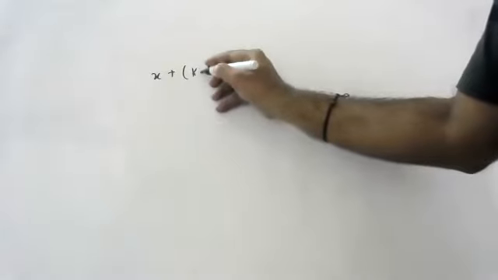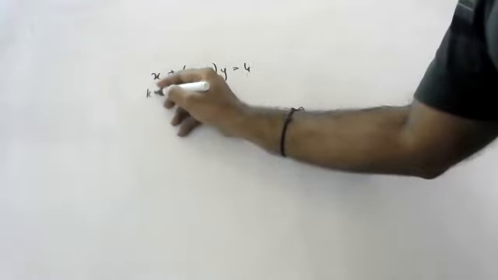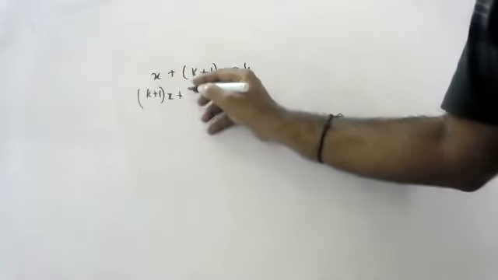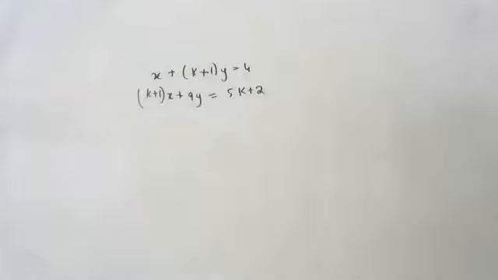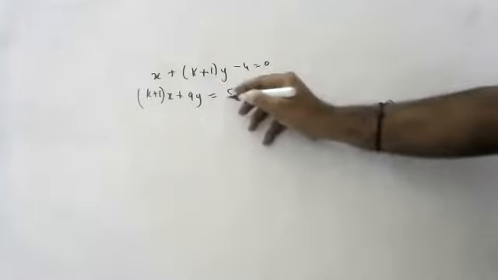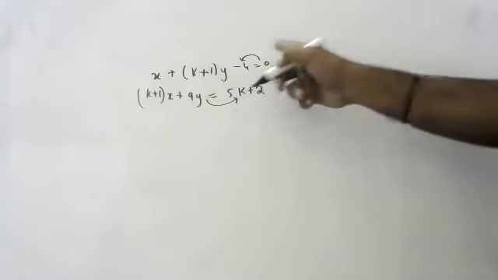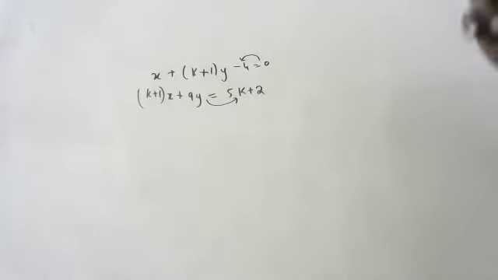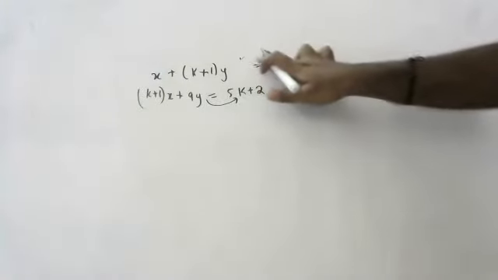Suppose infinite solutions is there, find k: x plus (k plus 1)y is equal to 4, and (k plus 1)x plus 9y is equal to 5k plus 2. Children, sometimes they will be like this: minus 4 is equal to 0. This constant is on the right side, here it is on the left side. Either you take this or you bring here, but don't do it directly like this. You will get a wrong answer. Whenever they give like this, take this 4 here.